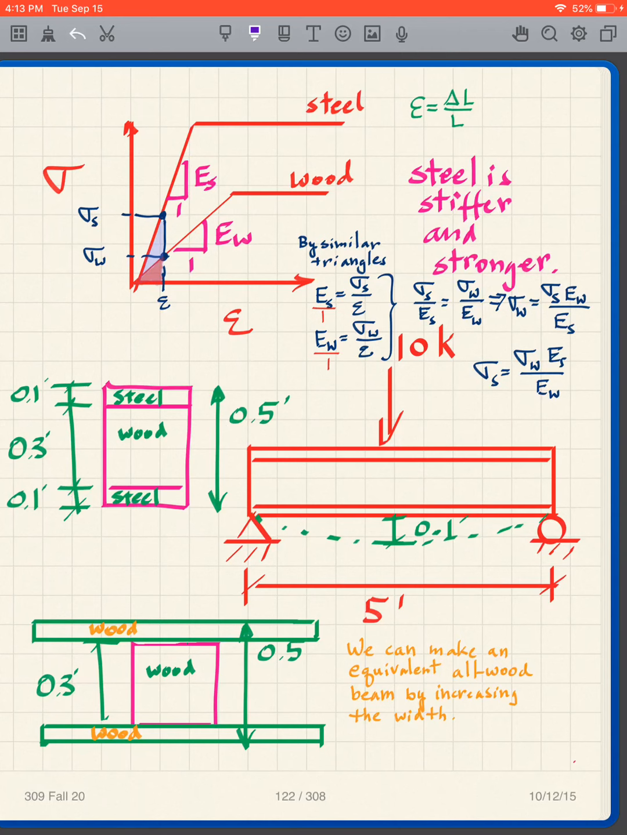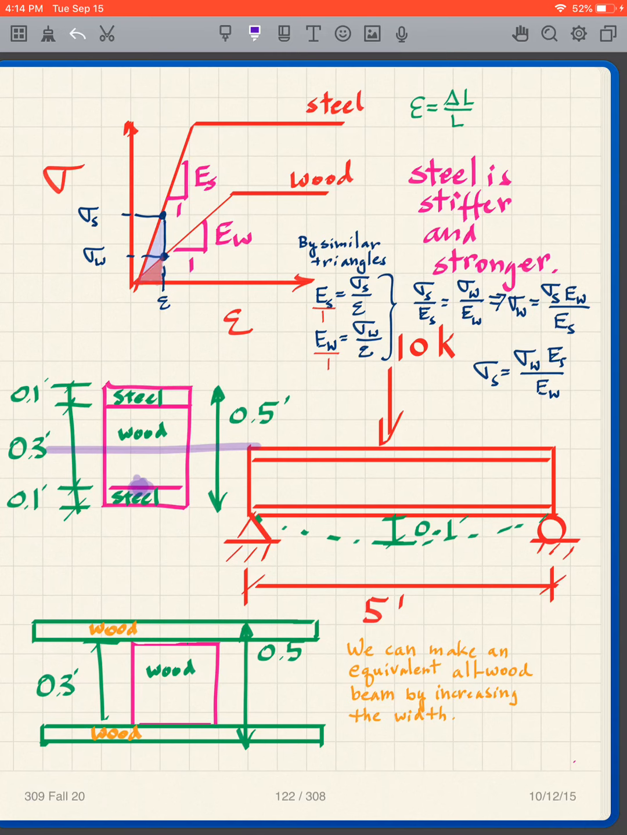Anything below the neutral axis, this is symmetric, so the neutral axis is in the center, where the centroid is. Anything below the neutral axis, down here, is getting longer. So let's talk about that. It's a little bit easier to envision. So what do I see? Right at the interface here, I want to look at the bottom wood fiber and the top steel fiber here.